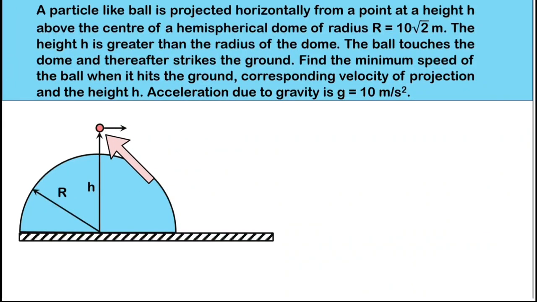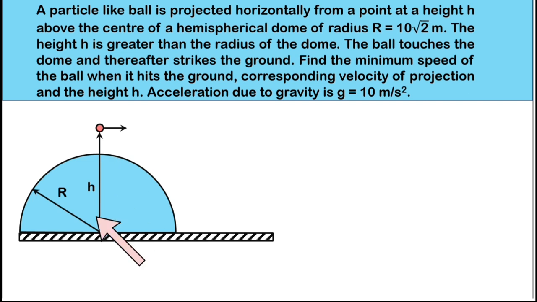In this problem, a ball is projected horizontally from a height h above the center of this hemispherical dome, and the motion of this ball has to be such that this ball touches this hemispherical dome once and goes on and strikes this horizontal surface here, right? So you have to determine the minimum speed of the ball with which it strikes the horizontal surface, and also for that particular condition of the minimum speed you have to determine what should be the value of h, right?